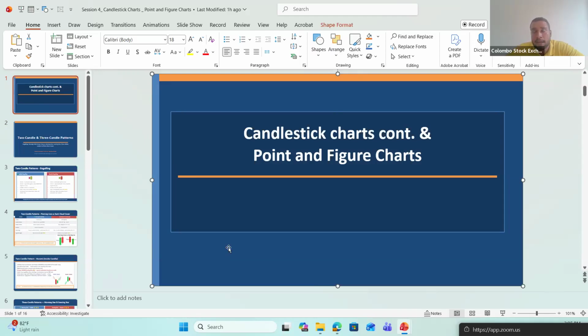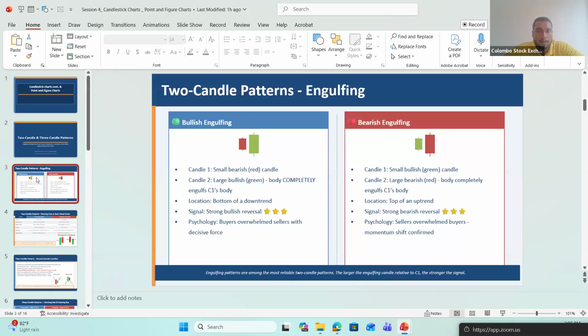Previously we discussed line charts and also the bar charts and candlestick charts. So I said candlestick charts are the most important one. And there's another type called point and figure charts. That's somewhat important, not as important as candlestick charts, right? But anyway, we'll discuss it. So we'll look at two candle patterns, right?